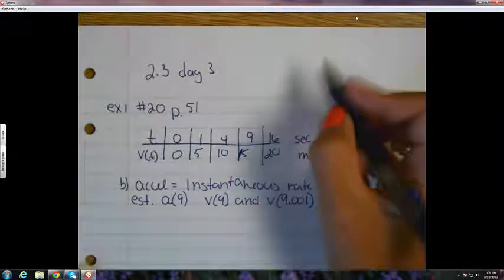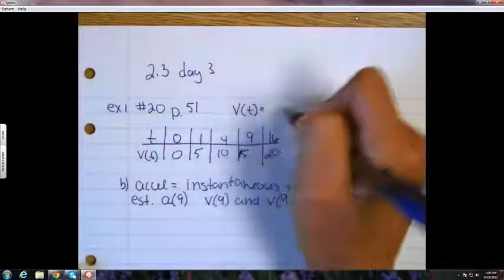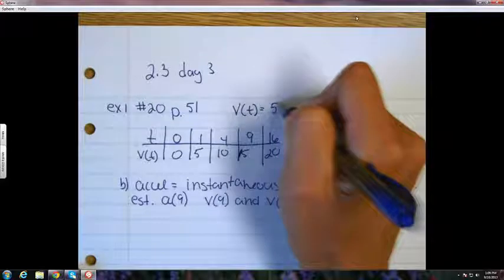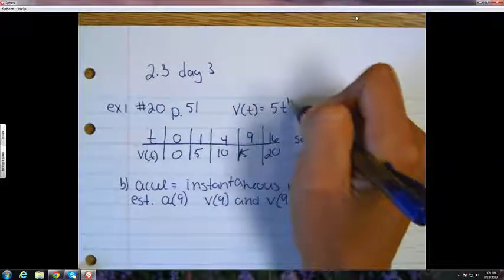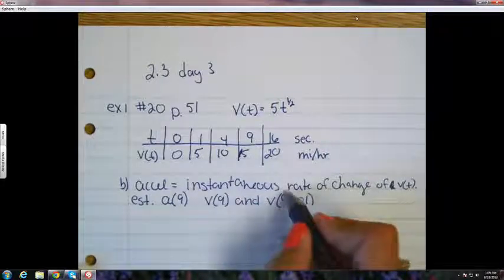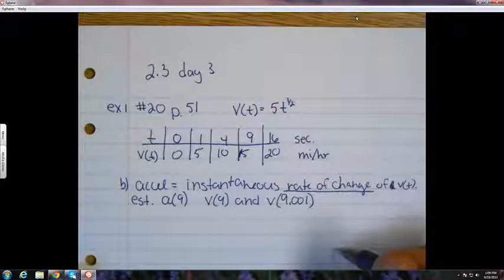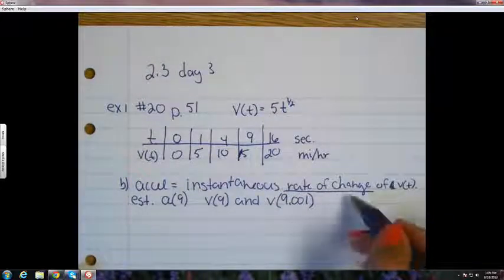Well, let's go back. I forgot to give you the velocity equation. It is given by 5t to the 1/2, so just t to the 1/2 power there. Okay, first of all, rate of change. What calculus term are we talking about here? Derivative.